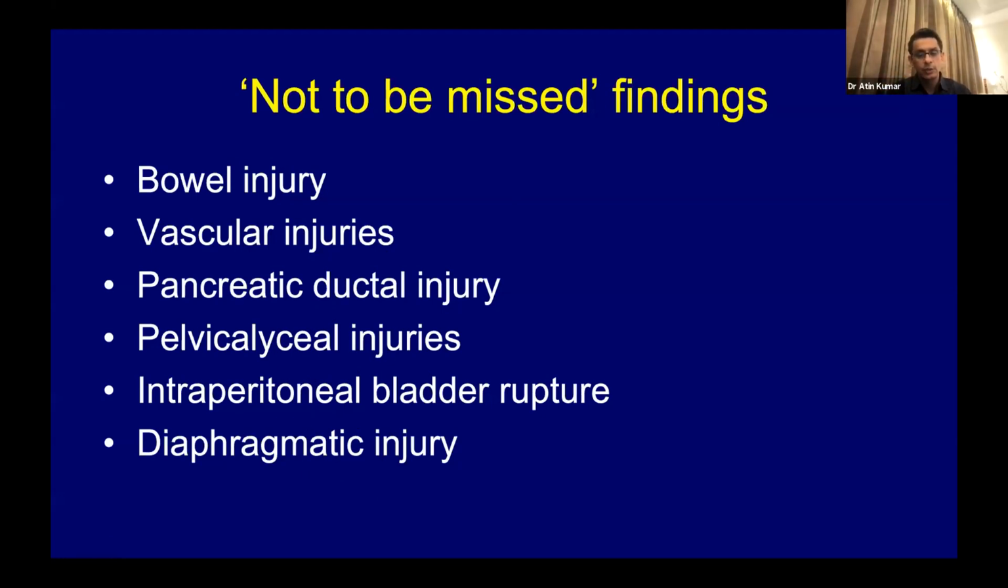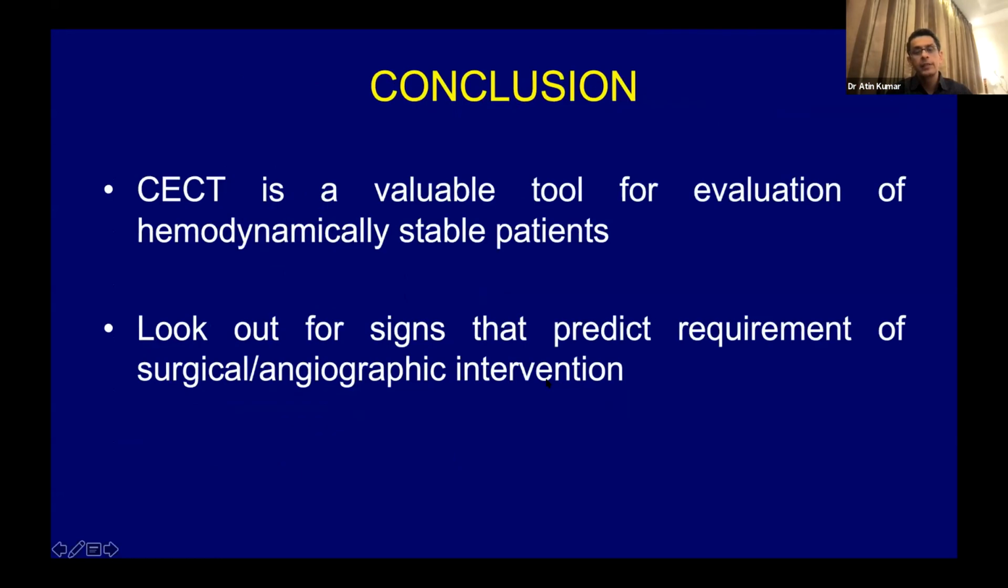I've included this in my chest trauma talk, but this is the important component. If you just remember these and all vascular injuries which require intervention. So I'd like to conclude here by saying CCT is a valuable tool for evaluation of all hemodynamically stable patients, and we need to look out for signs that predict requirement of surgical or angiographic intervention. And obviously, we need to classify all injuries by the AAST organ injury scale.